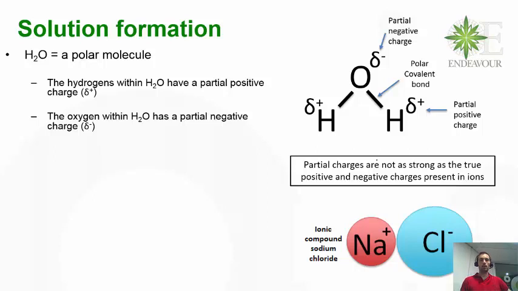So this gives us a polar water molecule. Within our NaCl solution, we also have a charge distribution because it's an ionic compound. So NaCl contains a 1 plus charge for the sodium metal ion and a 1 minus charge for the non-metal chloride ion.